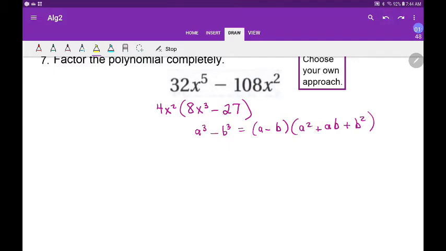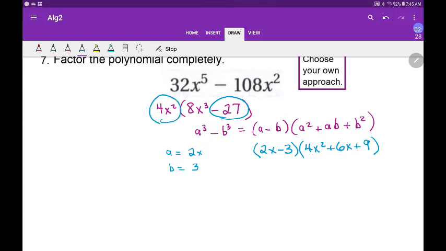Okay, so now using that pattern, what's a? Well, a is 2x. Okay, so a is equal to 2x, and what's b? Well, the third root of 27 is 3. So I should just be able to fill this in. 2x minus 3, and then a squared. What's a squared? That's 4x squared, right? And then a times b, that's 6x. And then plus b squared, that's 3 times 3 is 9.